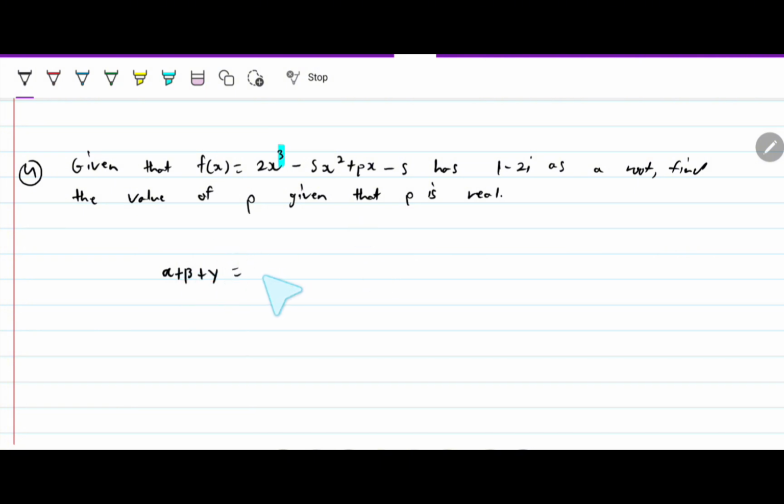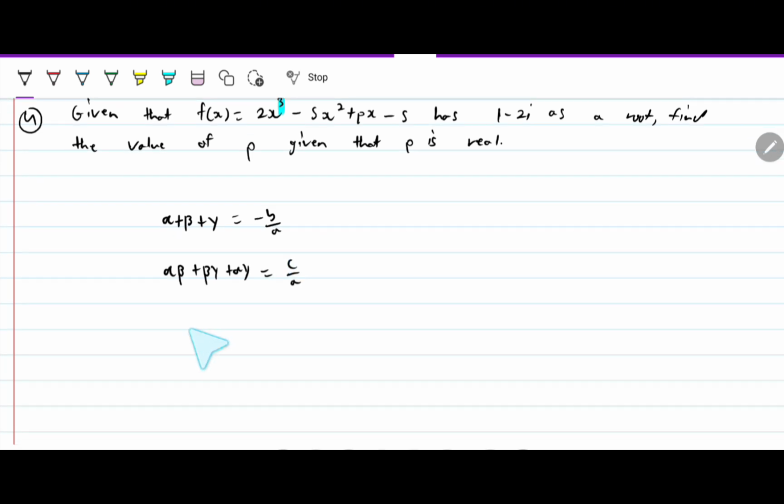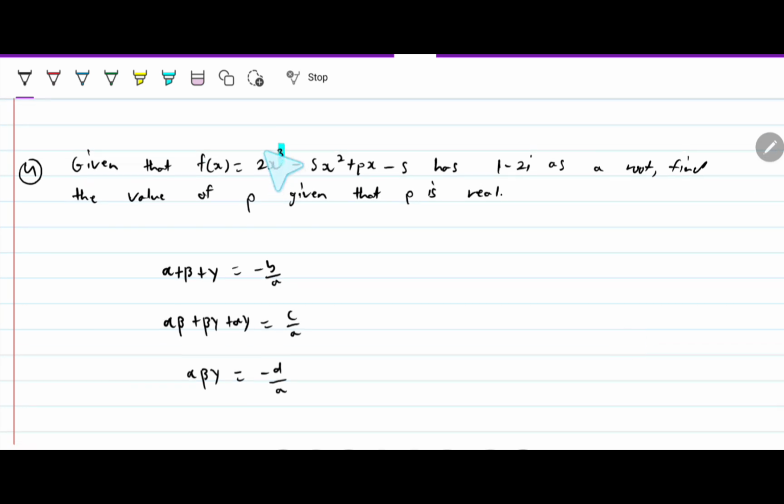So the sum of the roots will be minus b over a, right? Next, the sum of the pairwise products of the roots. What is that? That is going to be c over a. And finally, the product of the roots, alpha times beta times gamma, is going to be negative d over a. All right. Now, this is a, this is b, this is c, and this is d. Right? So, I have this one here first.